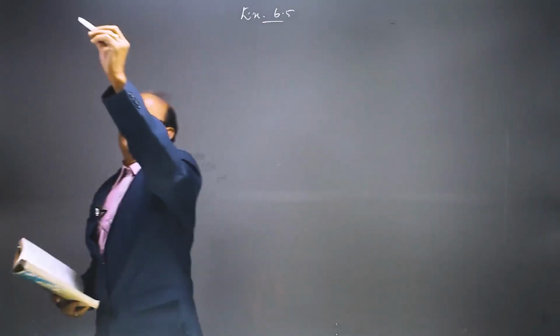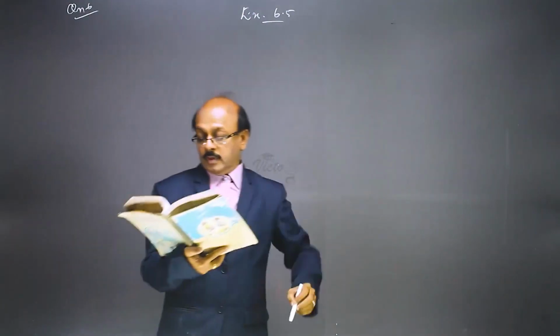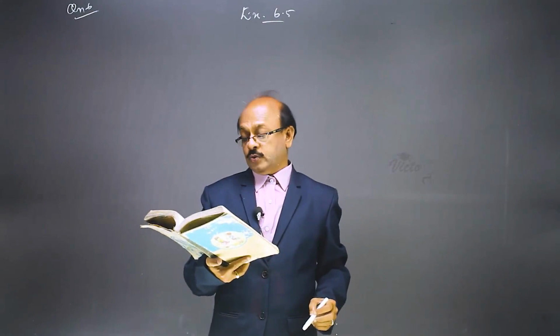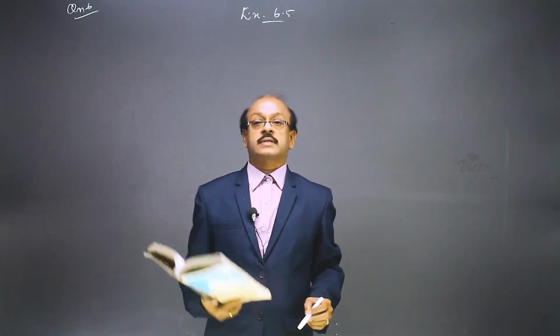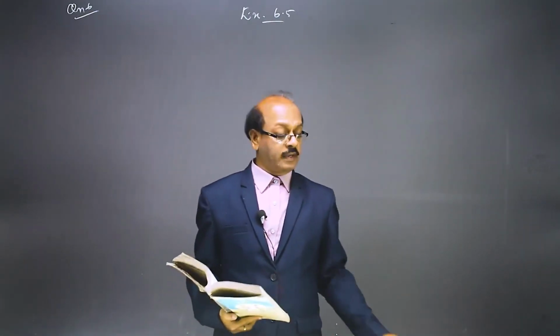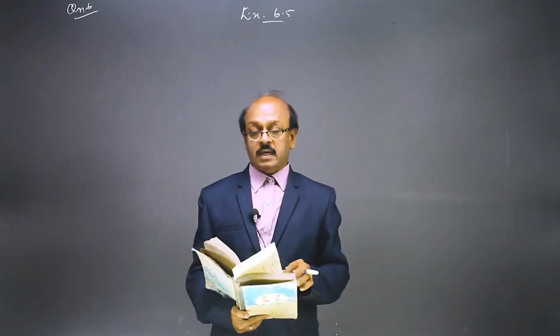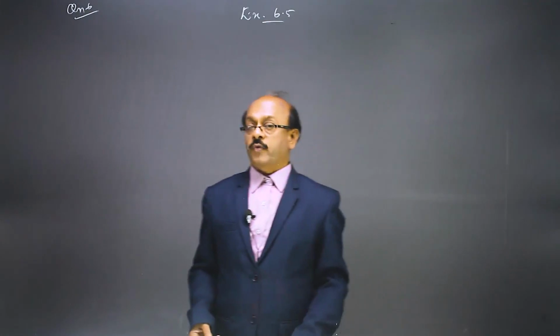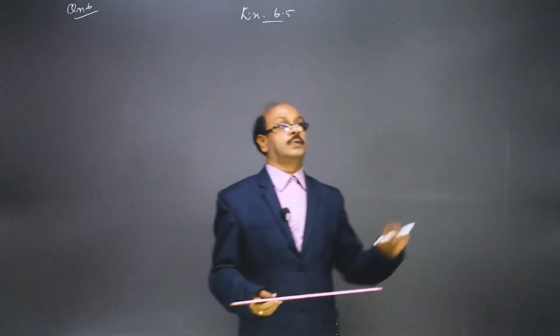Question number 6. The question is, ABC is an equilateral triangle of side 2a. Find each of its altitude. It is given that triangle ABC is an equilateral triangle of side 2a, and we have to find the length of its altitude.